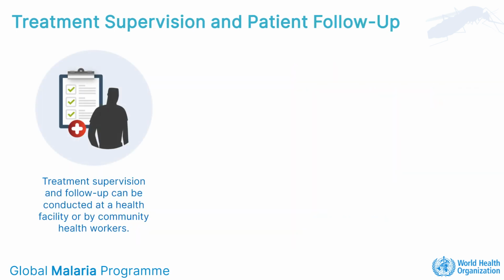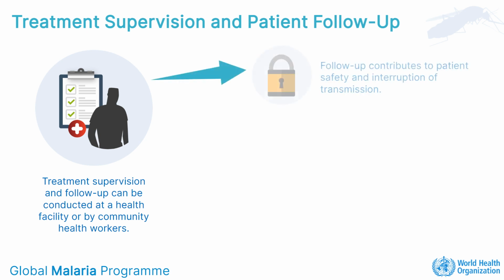In settings approaching elimination, supervising the treatment of patients and following them can improve compliance, cure, and contribute to interruption of transmission. Patient follow-up can be organized by scheduling patients to return to their facilities at a future date or by using community health workers to visit patients in their home. Patient follow-up contributes to patient safety by helping to identify any patients who have had a recrudescence or relapse and providing them with appropriate treatment. Patient follow-up also helps to interrupt transmission by ensuring complete cure.